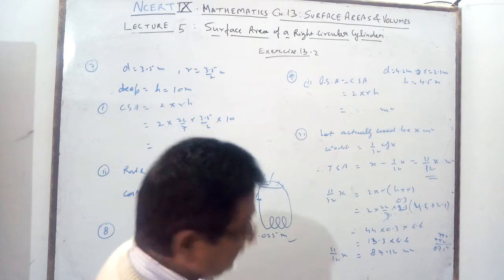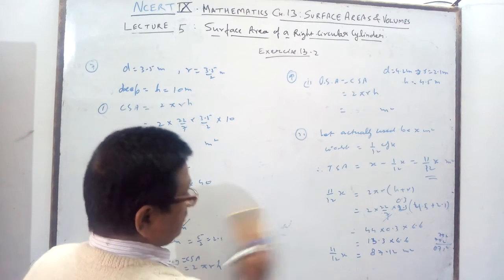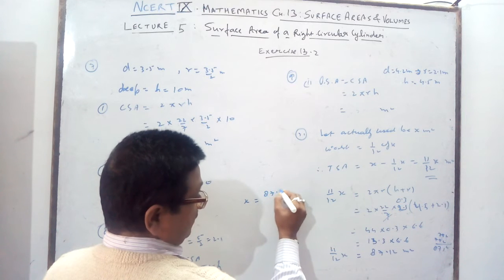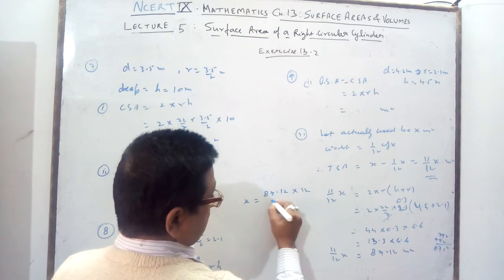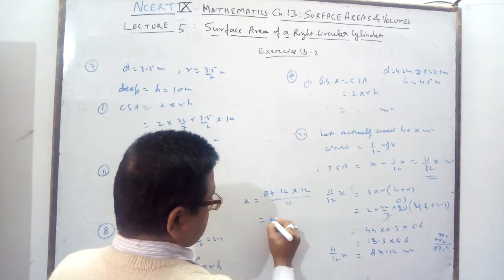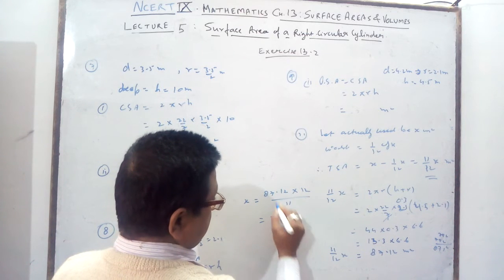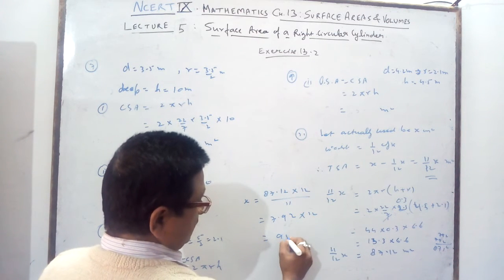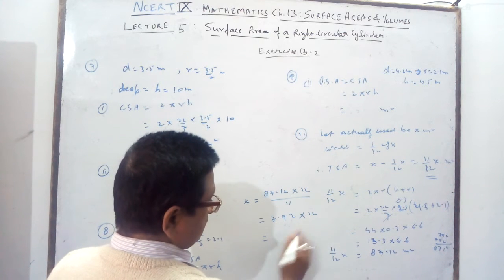Therefore, what will you do? You find out x here. What you want to find out? X. So x is equal to 87.12 into 12 upon 11. 11 7s are 77, 11 9s are 99, and so on. You multiply, so you will get 96.8 approximately.